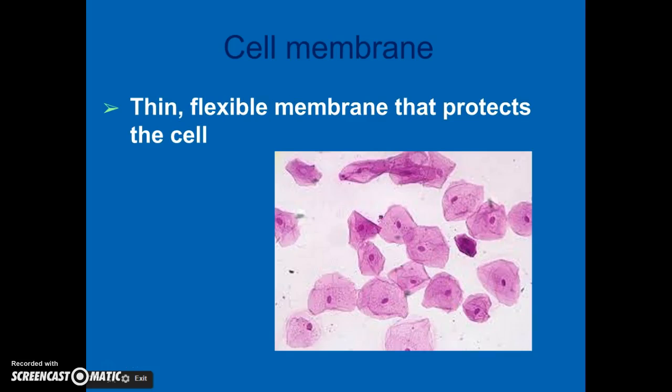Cell membrane is a thin, flexible membrane that protects the cell. That picture that you just saw had a cell membrane, but it also had a cell wall. So I'm going to show you a different kind of a cell. This is from an animal. Actually, it's from your cheeks, the inside of your cheeks. And this outside layer is the cell membrane. It's flexible, and it protects what's inside the cell.